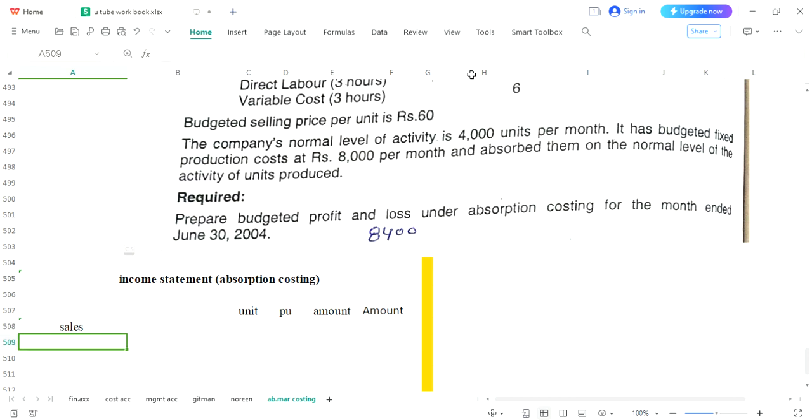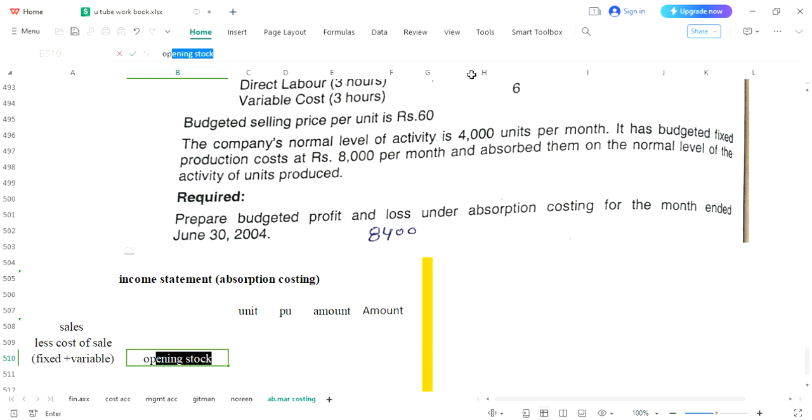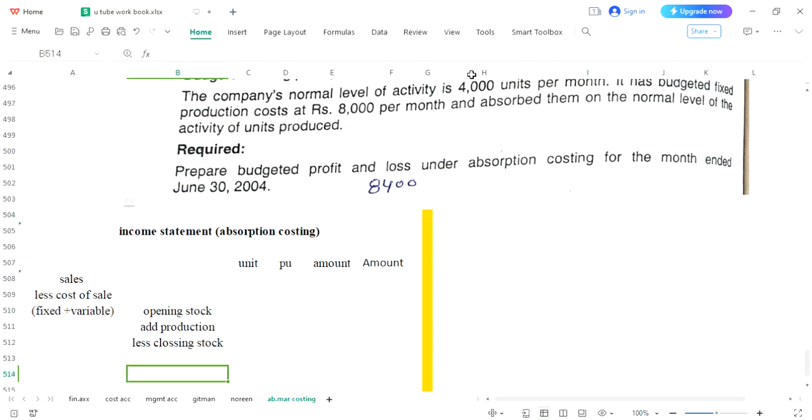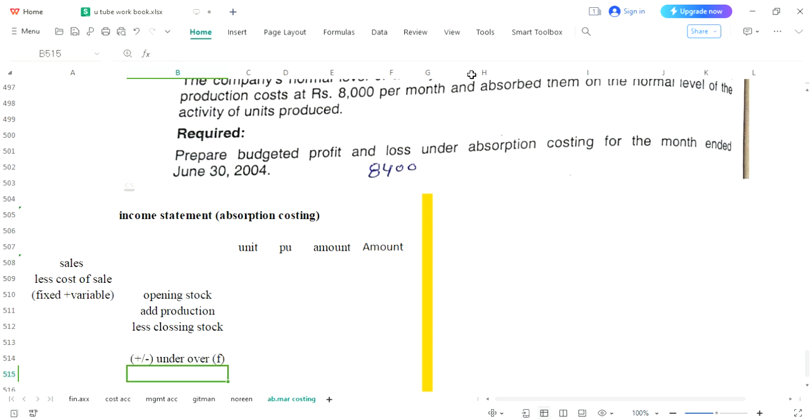Then from sales we will subtract our cost of sales, including fixed cost and variable cost. From here you will start your cost of sales proforma: opening stock, then add production cost. You will subtract closing stock over here, and then you will see if there is any under or over applied. Finally, when you subtract cost of sales from sales, you get your gross profit.